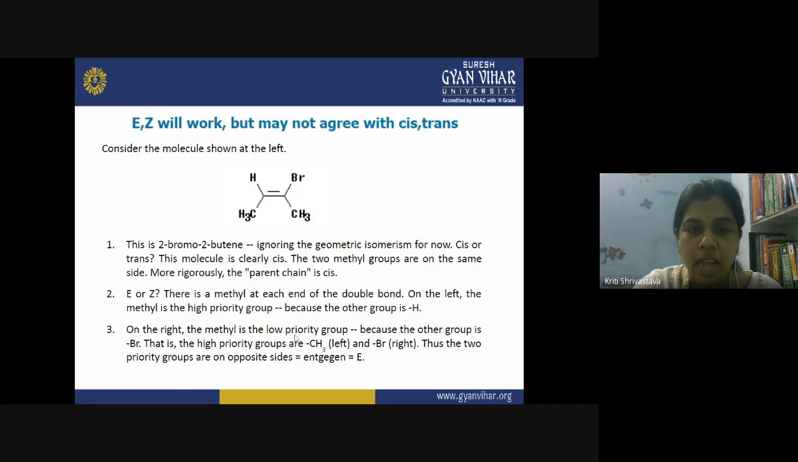Methyl are on the opposite side, and therefore the two groups are on the opposite side. You call it E isomer.